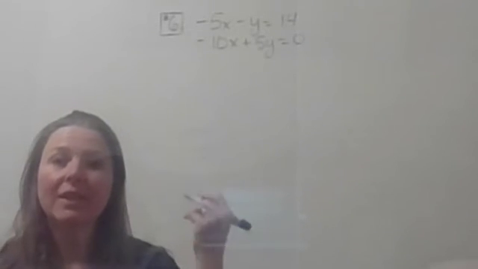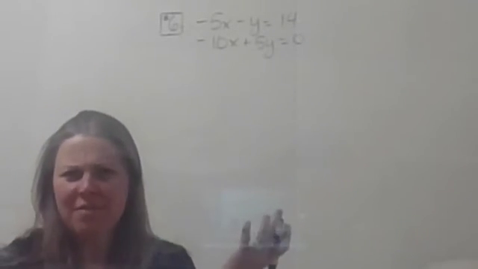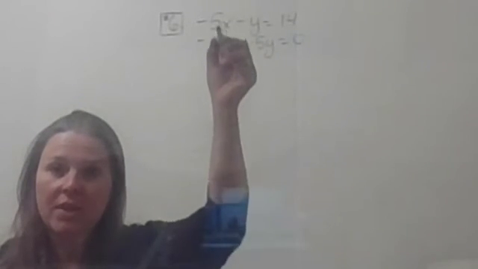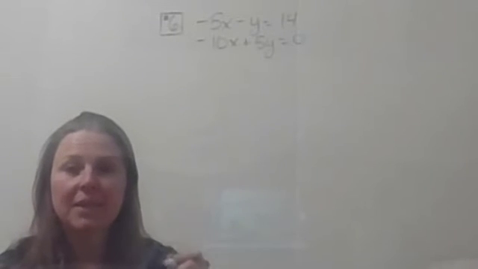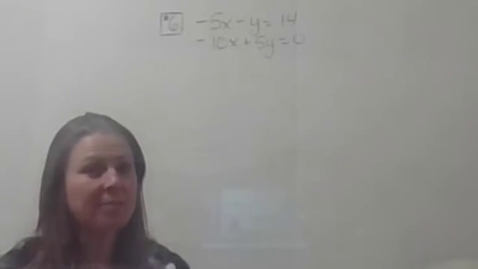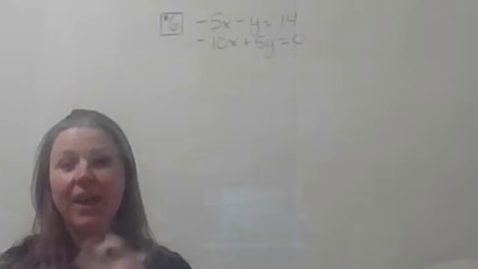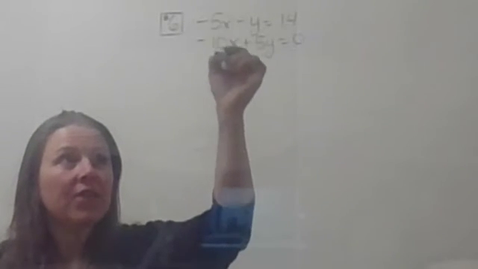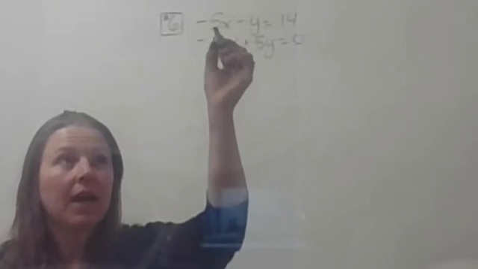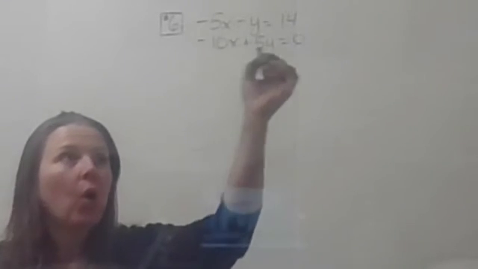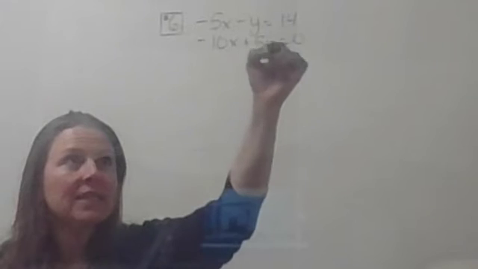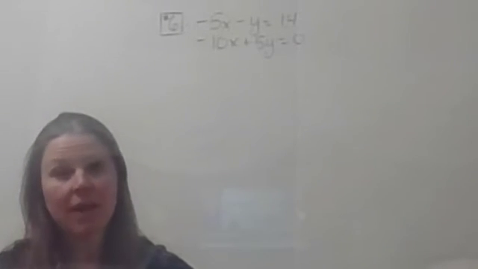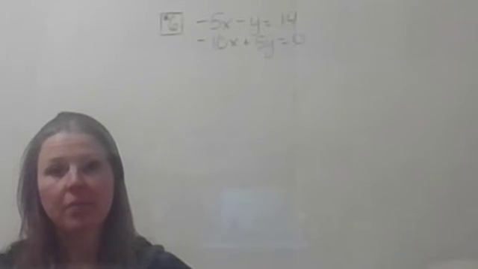So in order to eliminate one of the letters, I don't know why I like that word better, the leading coefficient, the number in front of the letter, needs to be the exact same, and I'm going to say the opposite because I prefer to add rather than subtract. So we're either going to get the x's to be a 10 and a negative 10, or we're going to get the y's to be a 5 and a negative 5. It doesn't matter which way you do this, we're going to end up with the same answers.